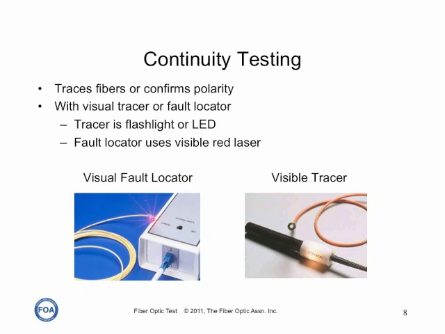The simplest form of testing is continuity testing, which confirms that the fibers are continuous and they're connected properly. Since fiber networks use two fibers, one transmitting in each direction, polarity is important to ensure that transmitters are connected to receivers and vice versa. Typically, continuity testing is done with a visual tracer, which might be made out of a flashlight or a simple LED, or a visual fault locator, which uses a red visible laser source.